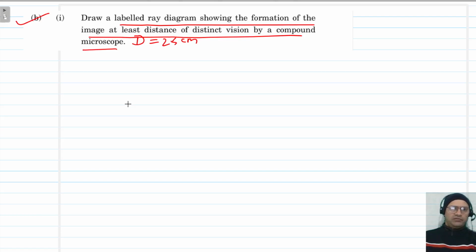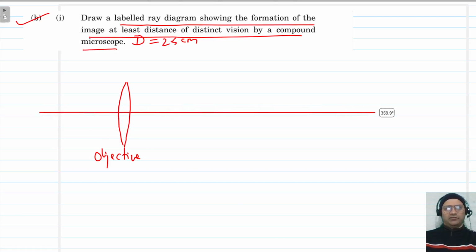So for the compound microscope, the objective is of smaller aperture as compared to the eye. So let's say this is the objective lens. Let this be the principal axis. So these lenses are coaxially placed. ये आपका optical center है. This is the optical center of the objective lens.